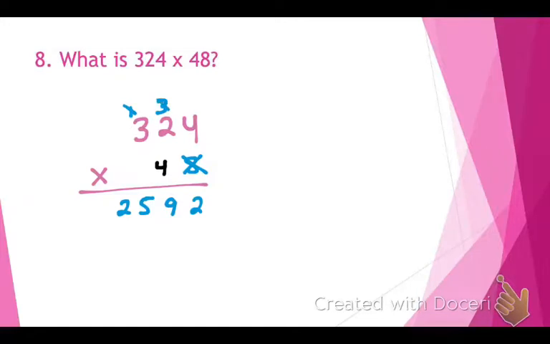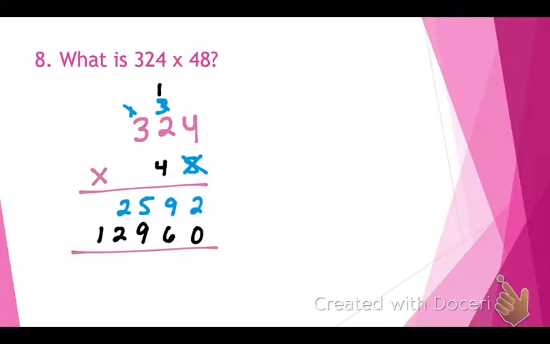Now let's move on. I need to put a 0 as a placeholder because this is in the tens place. That's where I think a lot of people messed up. 4 times 4? 16. 6 on bottom, 1 on top. 2 times 4 is 8, plus 1 is 9. 3 times 4? 12. How many of you can see where you made your mistake?